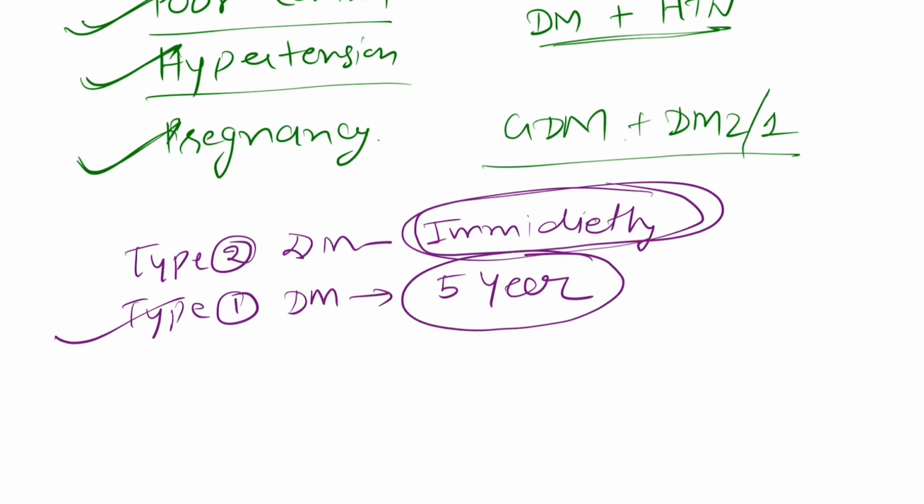And after that, in both cases, check regularly. In type 2 diabetes, immediately you will check, and after that once every year. In type 1 diabetes, you will check after 5 years, and after that you will check on the 6th year, the 7th year, every year once only.